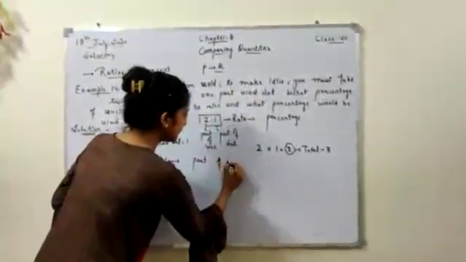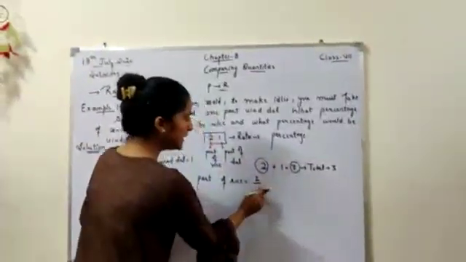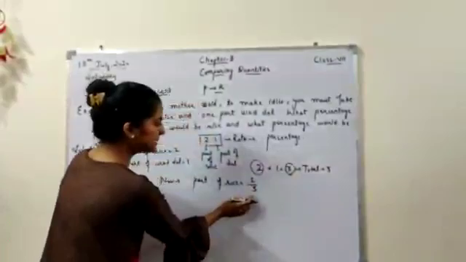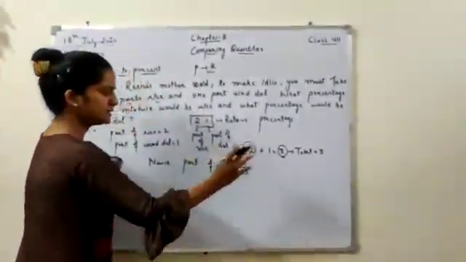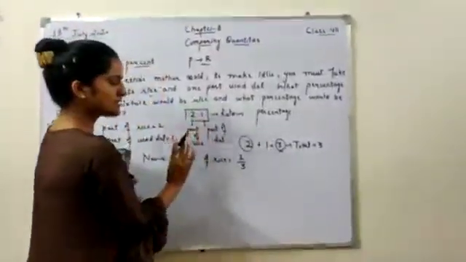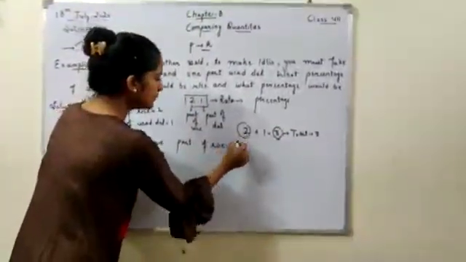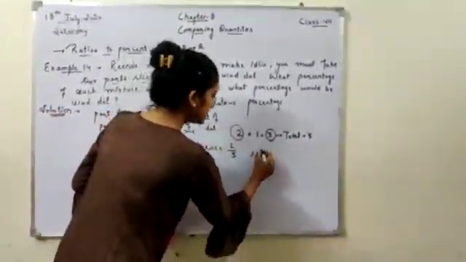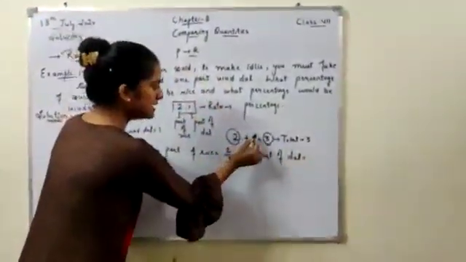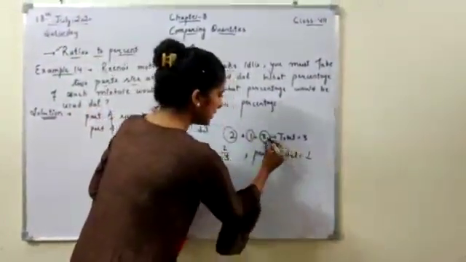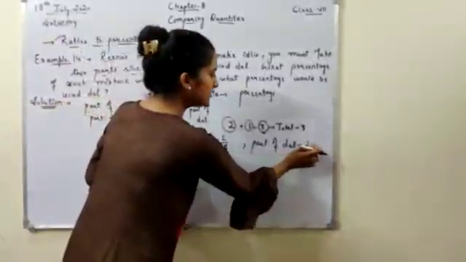So part of rice. See, rice is how much? 2, and upon what is total? 3. It means out of 3, 2 parts are of rice. So the part of rice is 2/3. How do we do it? 2:1 was there, so 2 plus 1, 3. 3 is the total part. So out of 3, 2 parts are of rice. Next, part of dal. So dal is how much? 1 out of 3. So the part of rice is 2/3 and part of dal is 1/3.